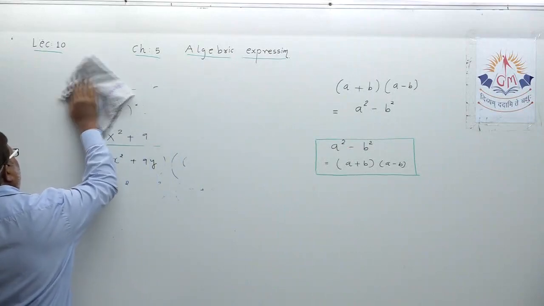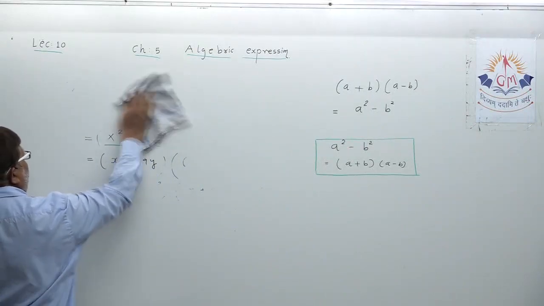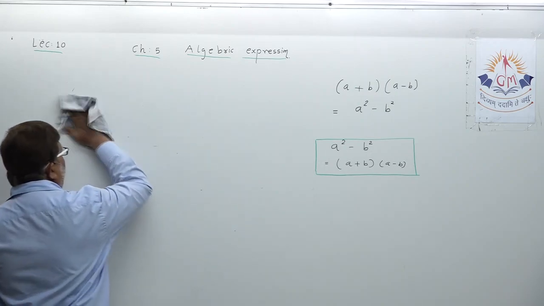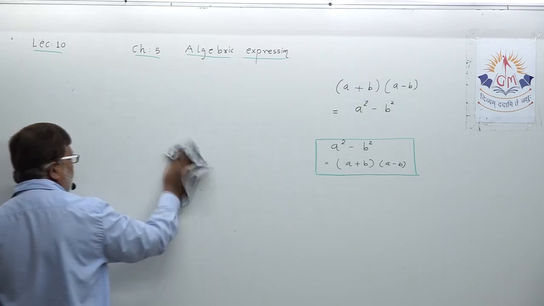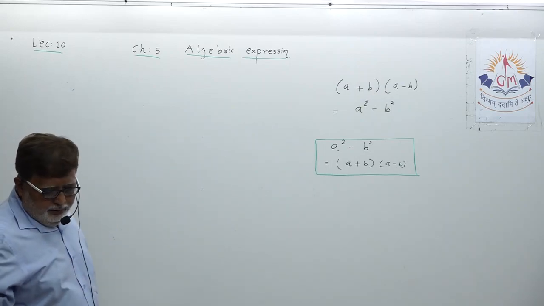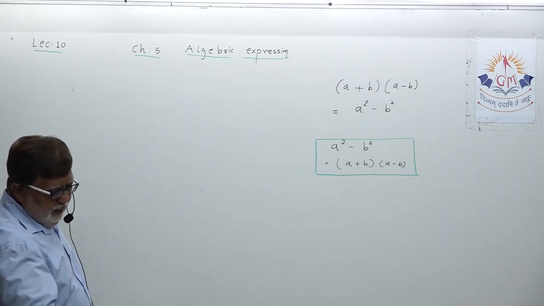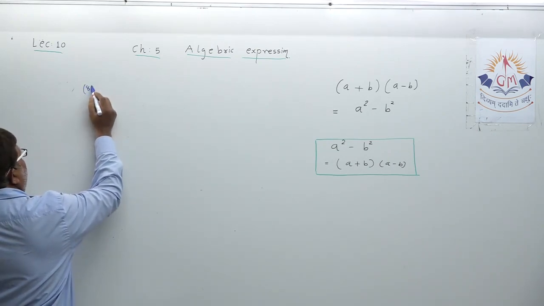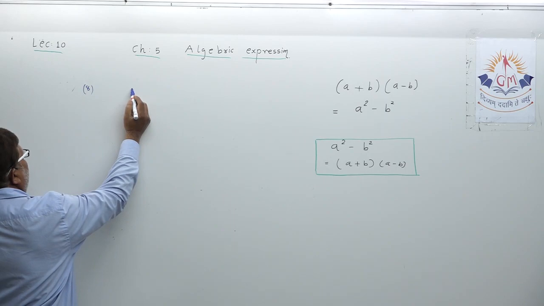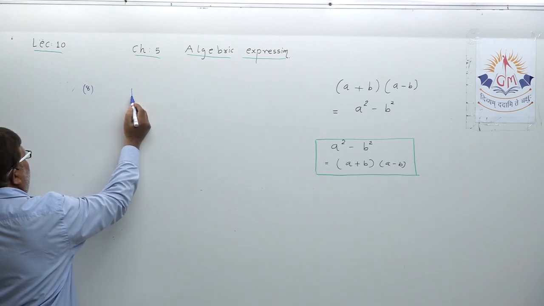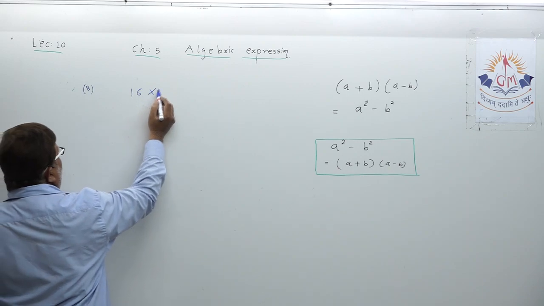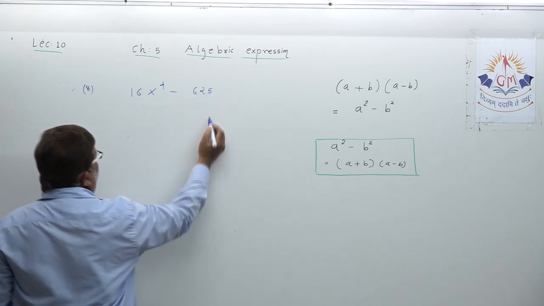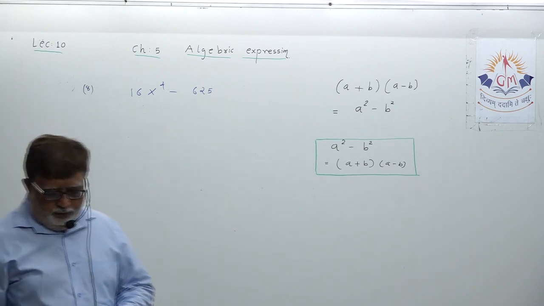As you understood in today's lecture number 10, the application of one particular identity. Okay? Should we solve one more for you? Okay. Suppose 16x raised to 4 minus 625. Let me solve it for you.